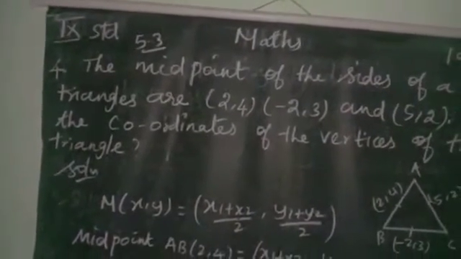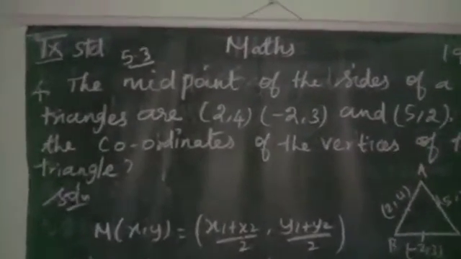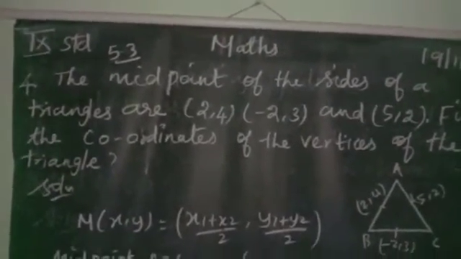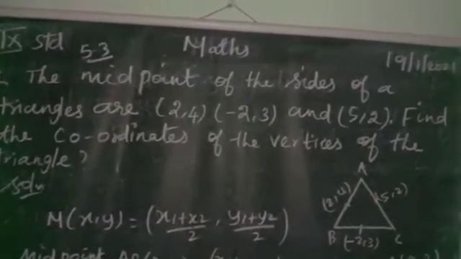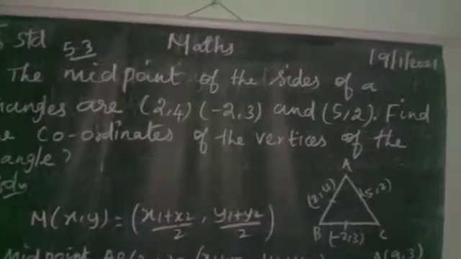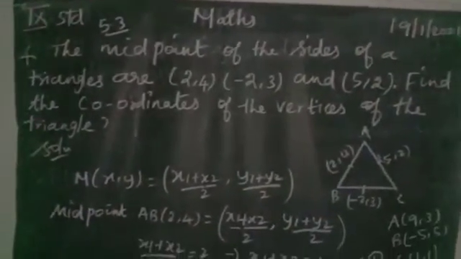Already we completed 3 sums in exercise 5.3. Now we see the fourth sum in exercise 5.3. The midpoints of the sides of the triangle are (2, 4), (-2, 3) and (5, 2). Find the coordinates of the vertices of the triangle.